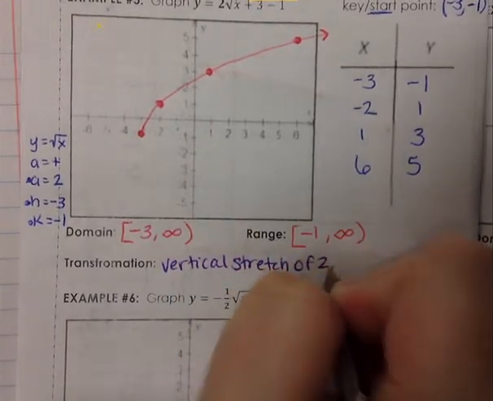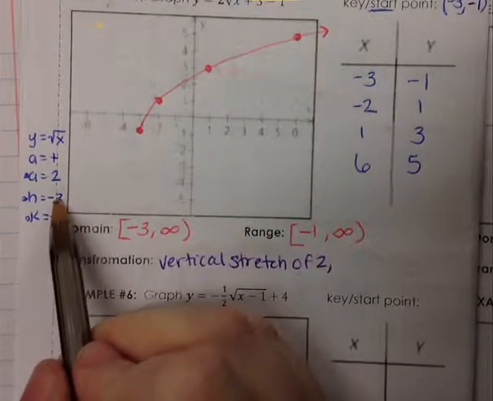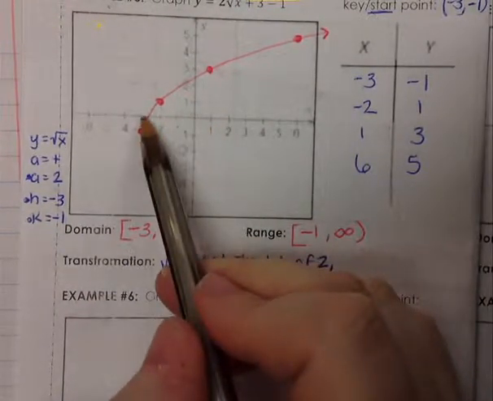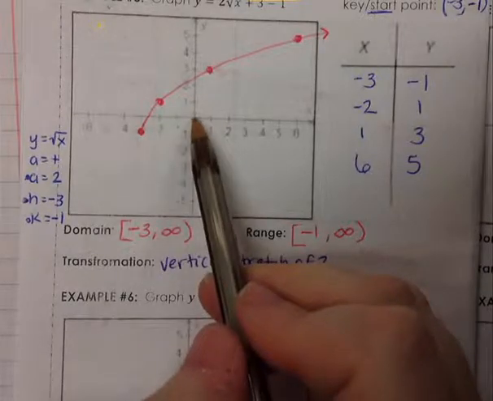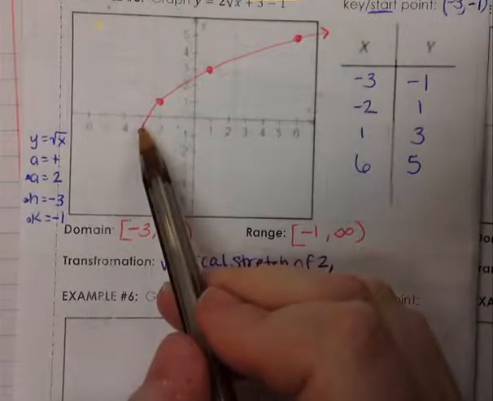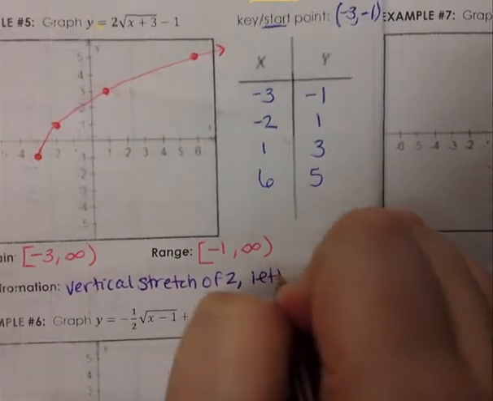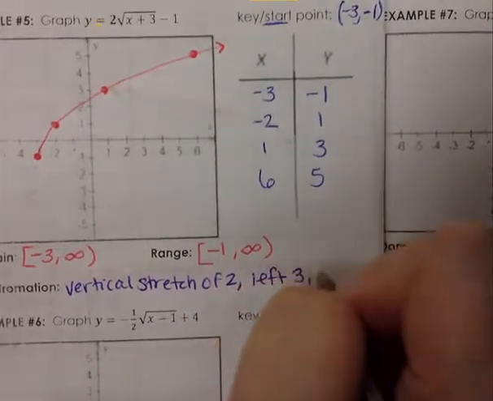Since we have a coordinate of negative 3, negative 1, from 0, 0 we went left 3 and then down 1. So just think of this as a coordinate from 0, 0 to negative 3, negative 1. How would you get there? Left 3 and then down 1.